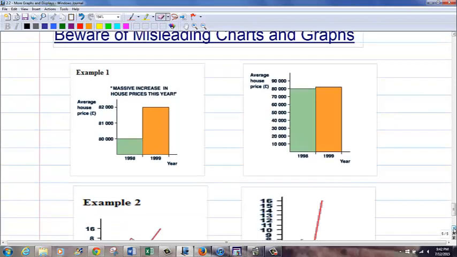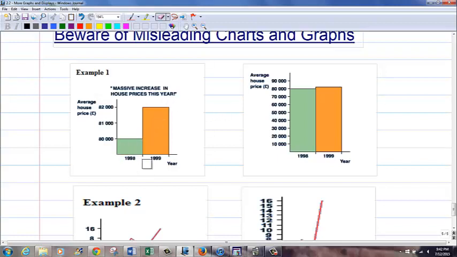This is just something I want to show you. I don't want to spend a lot of time on this, but sometimes you can be misled with charts and graphs. Doesn't mean you're being lied to. It doesn't mean the information is wrong, but how it's presented can be a little tricky, and that has to do with how you scale an axis. I copied this from somewhere, and the unit of measurement is British pounds. They're trying to make a claim where it says massive increase in house prices this year.